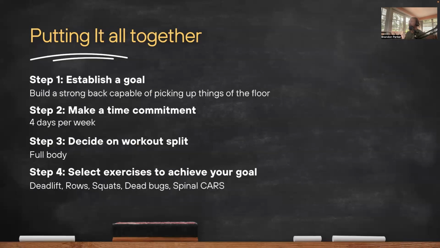So let's put it all together because I just downloaded all this information into your brain. You're like, this makes sense, but when I put pen to paper, what the heck am I doing? So let's go step by step. Okay. First, we're going to establish a goal. What are you trying to do? Well, I'm going to try to build a strong back that's capable of picking things up off the floor. If you're picking stuff off the floor, you're going to be in that forward bended position, that forward fold position. That's going to put a lot of tension on my glutes and my lower back. So I've got to make sure that it's prepared for that.